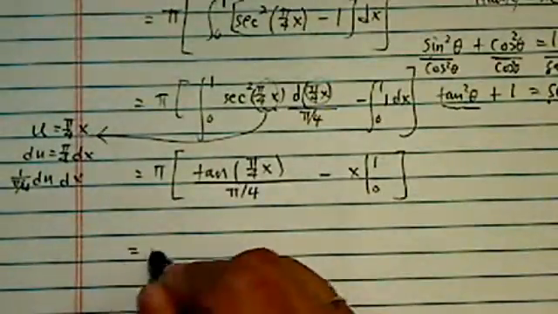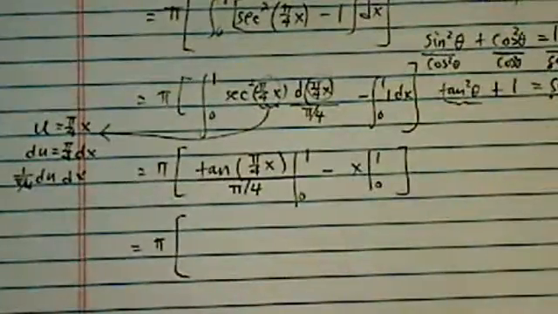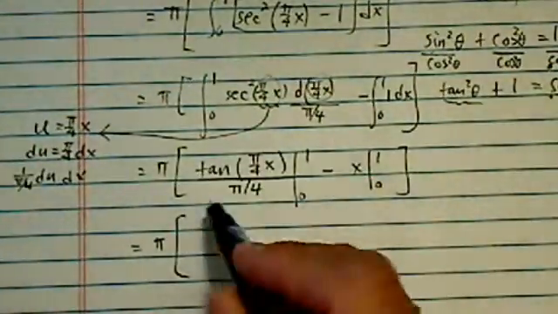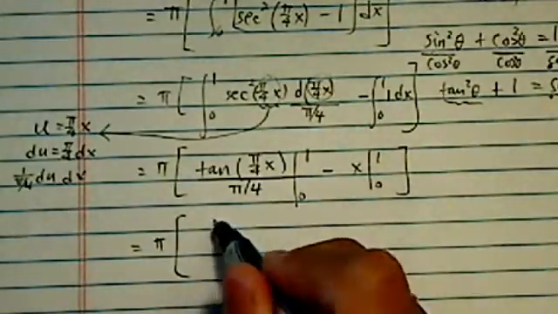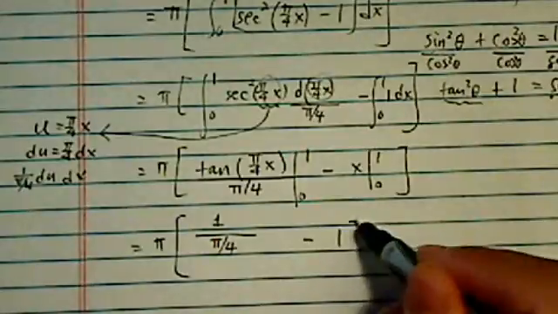So back over here, we have x evaluated between 0 and 1. Almost there, equal to pi. And then x is 0, 1. Tangent of 0 is 0, and that makes it easy. So I have tangent of pi over 4, which is 1. And then I have pi over 4 minus 1 over here.